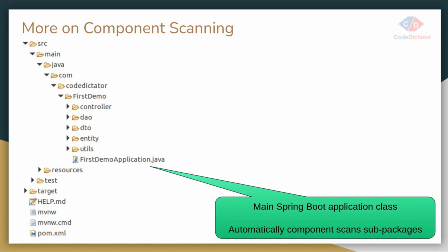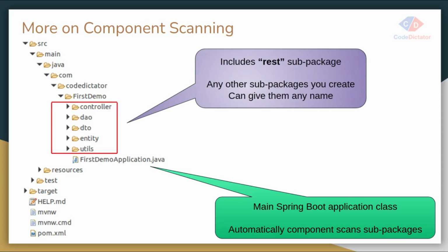So if you see, the first demo application is your root level, and right now we created a few more packages like controller, DAO, DTO, entity, utils. So this includes your sub packages, and any other sub packages you create, you can give them any name, but your component scan will automatically add those packages at your component level. So there is no need to tell it explicitly from your end.